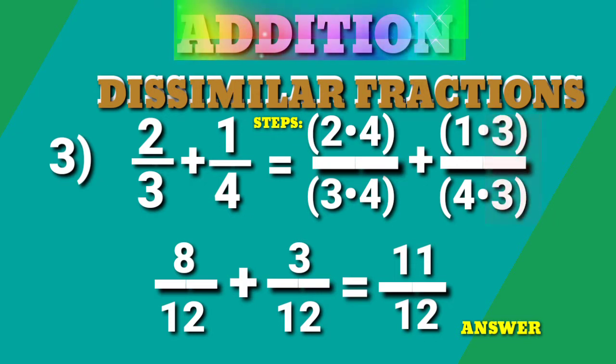Then simplify. 2 times 4 equals 8, divided by 3 times 4 equals 12, plus 1 times 3 equals 3, divided by 4 times 3 equals 12. So mayroon na tayong similar fractions na 8/12 plus 3/12.